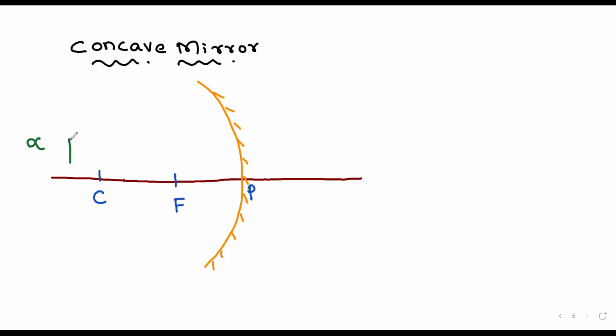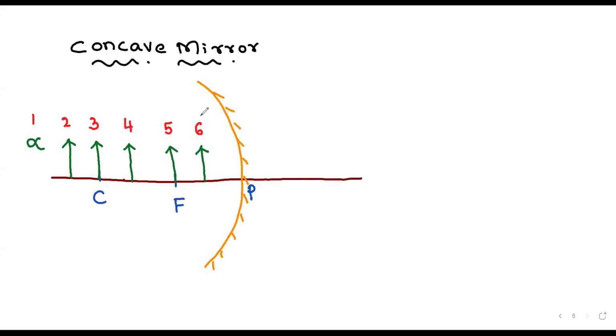You can keep the object beyond C. You can keep the object at C. You can keep the object between C and F. You can keep the object at F, and you can keep the object between F and P. So remember, children, these are the 6 locations of your object: infinity, beyond C, at C, between C and F, at F, and between F and P.